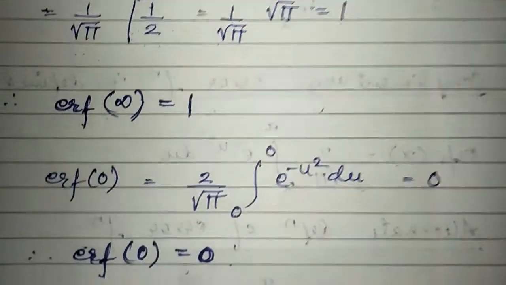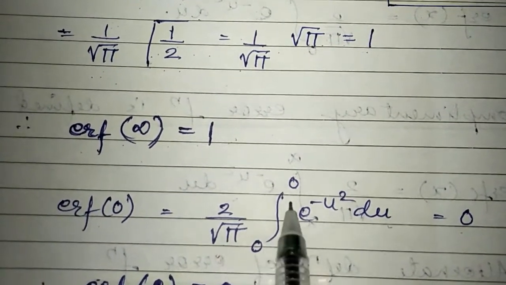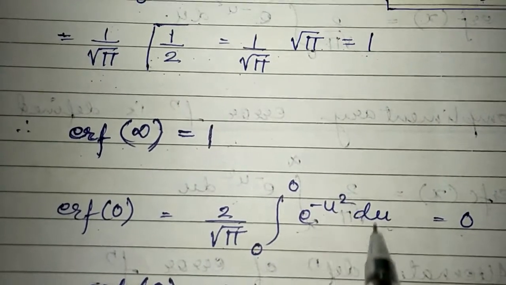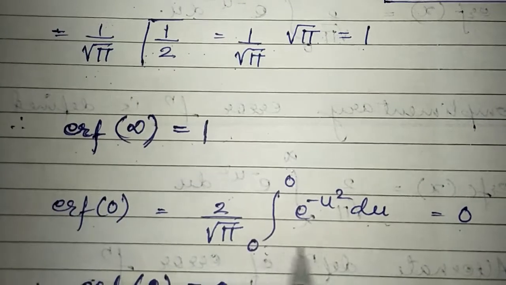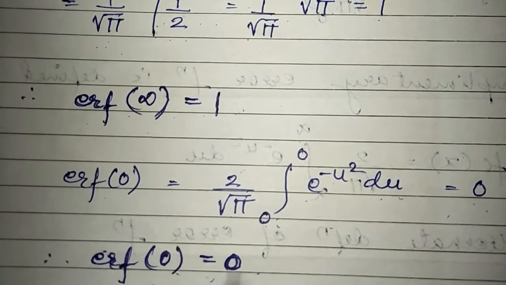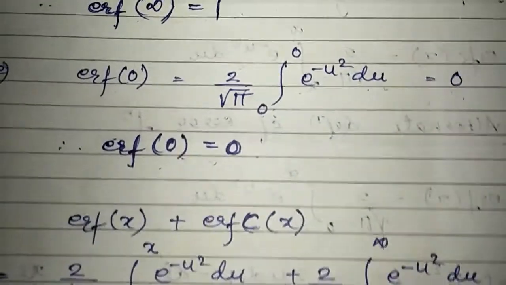Now next, error function of 0. What will it be? 2 upon root pi integral 0 to 0 e raised to minus u square du. Now since the limits are from 0 to 0, the value of this integral will be 0. So the value of error function of 0 is equal to 0. Now next property.